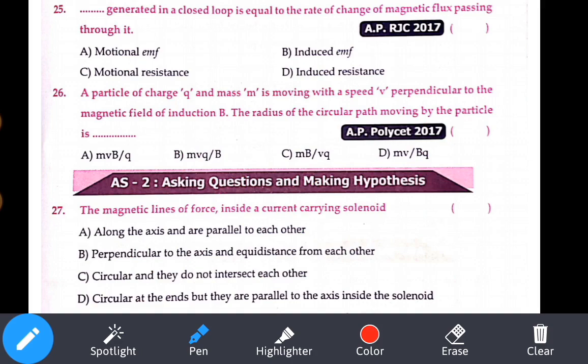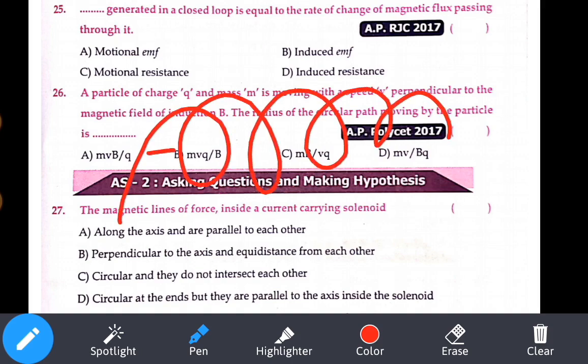The magnetic lines of force inside the current carrying solenoid. We have seen that inside the solenoid, what we can observe. What they have asked is magnetic lines of force inside the solenoid. Okay, what is the first option? They have given along the axis and perpendicular to each other. Okay, so along the axis and parallel to each other. No, that is correct only, right?